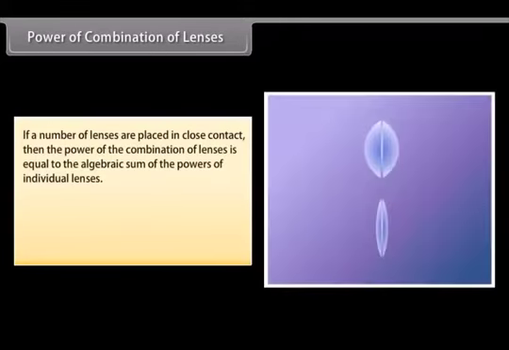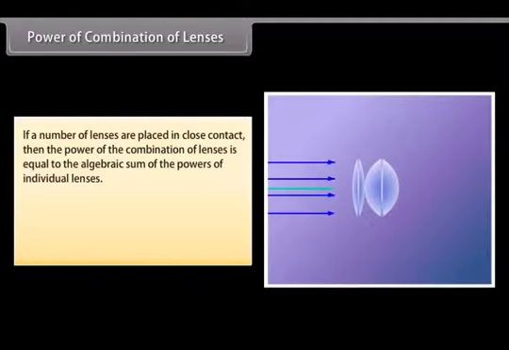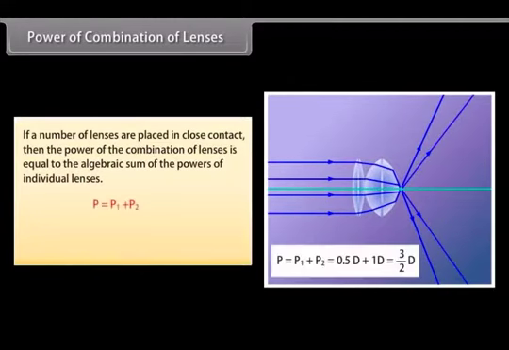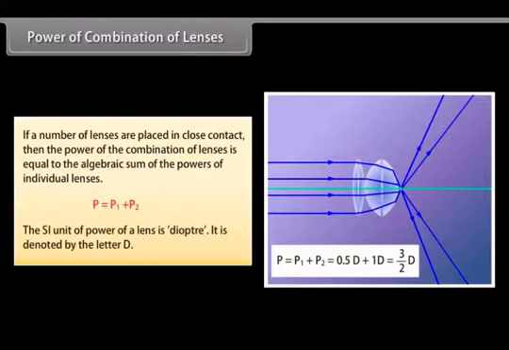Power of combination of lenses. If a number of lenses are placed in close contact, then the power of the combination of lenses is equal to the algebraic sum of the powers of the individual lenses. P = P1 + P2. The SI unit of power of a lens is the diopter. It is denoted by the letter D.